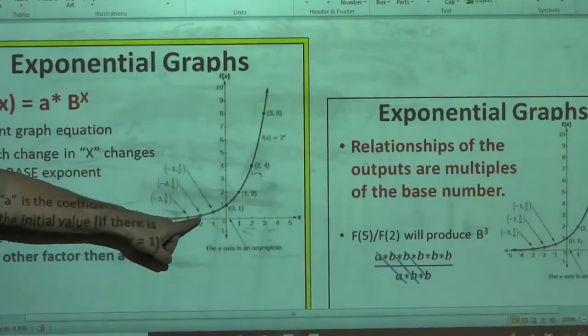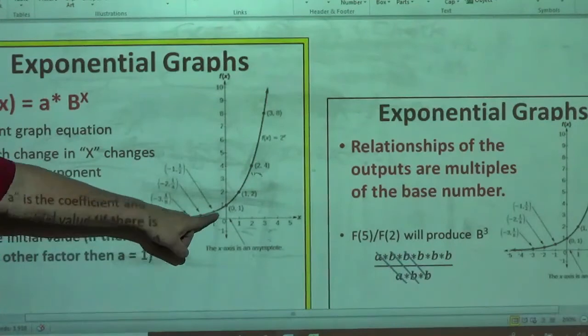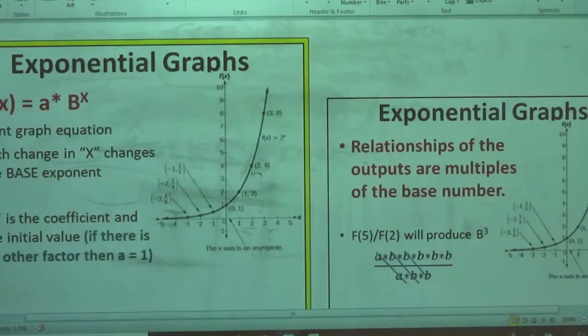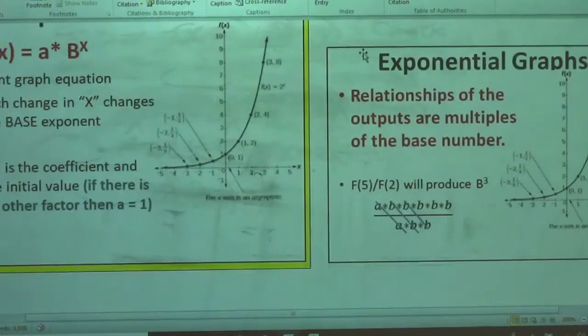Now, the question that we're going to get into is how far apart the values are. It depends on the base, because what happens if I increase x from 2 to 3? I'm going to add one more b. That's this one over here.